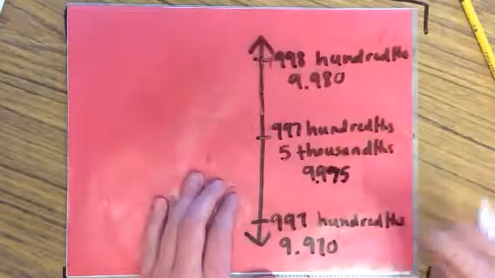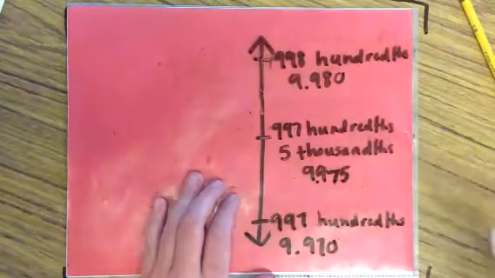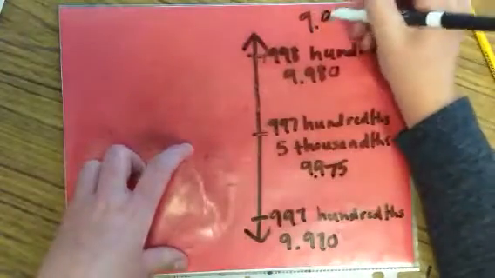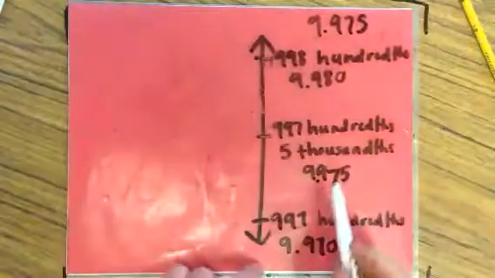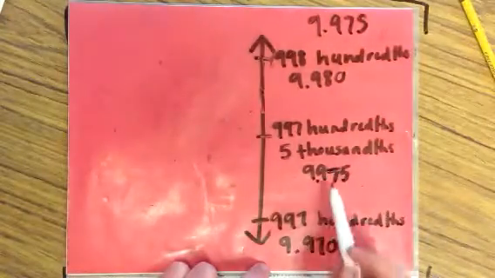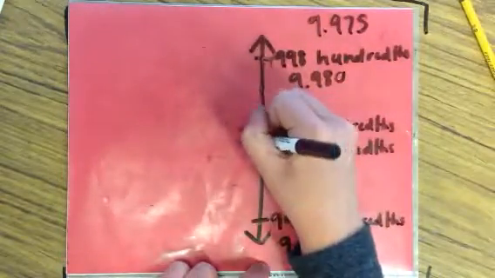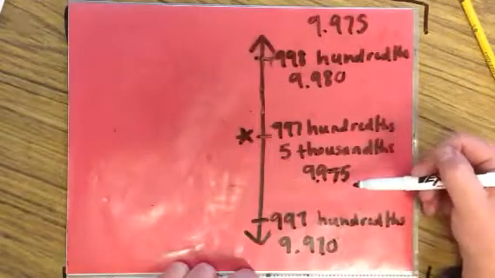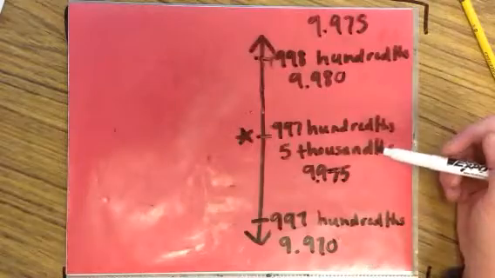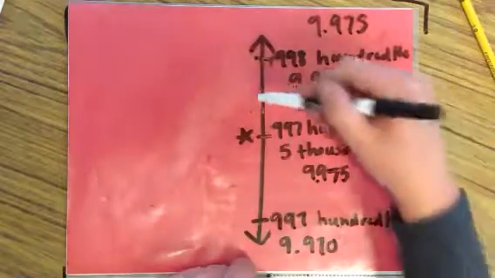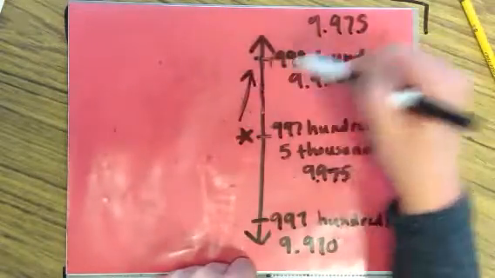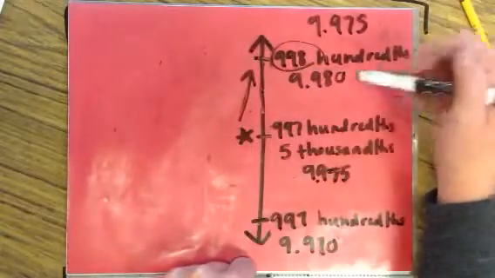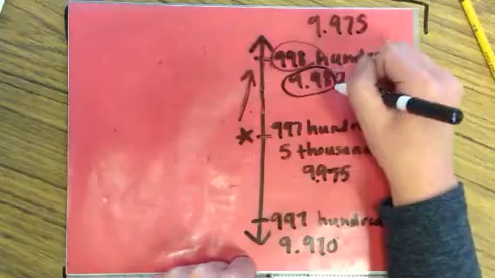Okay, it's a 7, my number, which I actually erased, 975. Oh, look. It's actually my midpoint. So students know that when rounding, no matter if they're rounding with decimals or whole numbers, when you're at the midpoint, when you're at the 5, you actually round up. So once again, we're going to round up to 998 hundredths. If I'm rounding to the nearest hundredth, I could just write that 9.98.